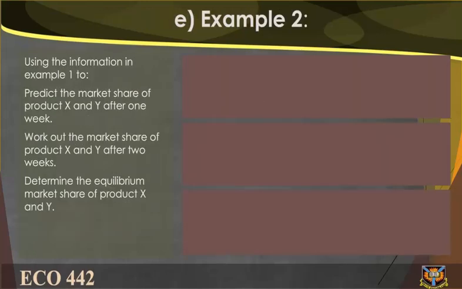E. Example 2. Using the information in example 1: 1. Predict the market share of products X and Y after 1 week. 2. Work out the market share of products X and Y after 2 weeks. 3. Determine the equilibrium market share of products X and Y.